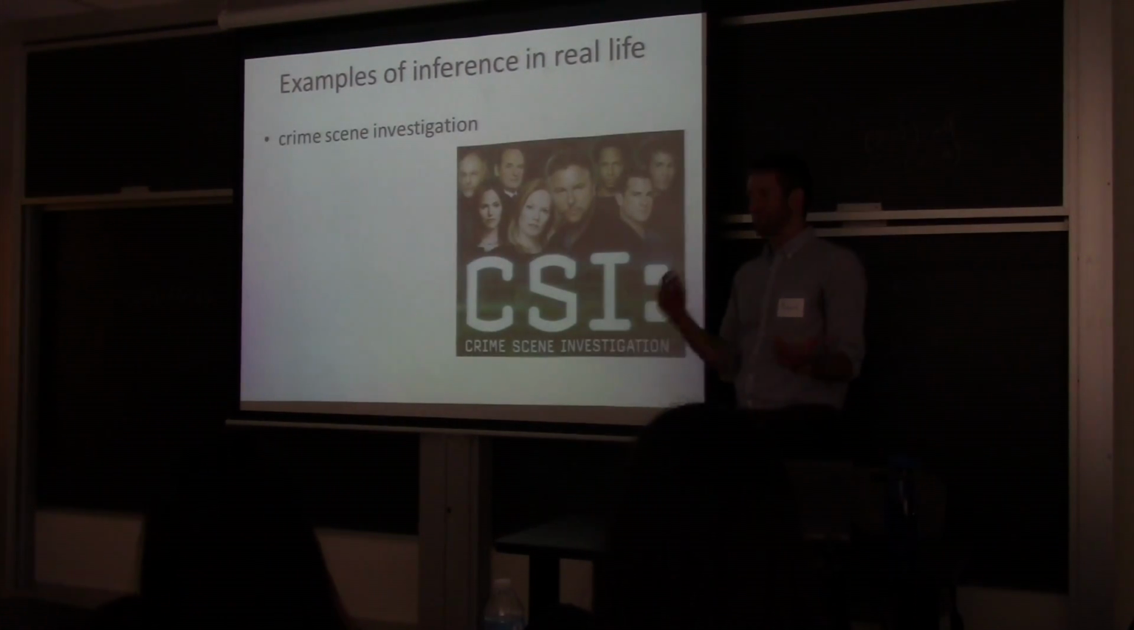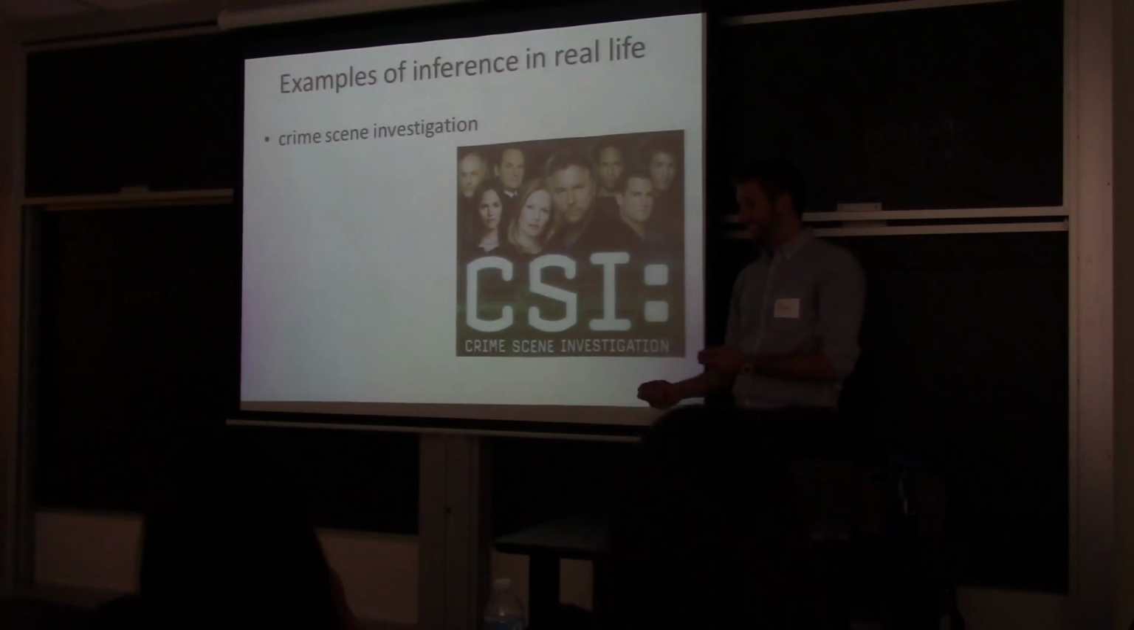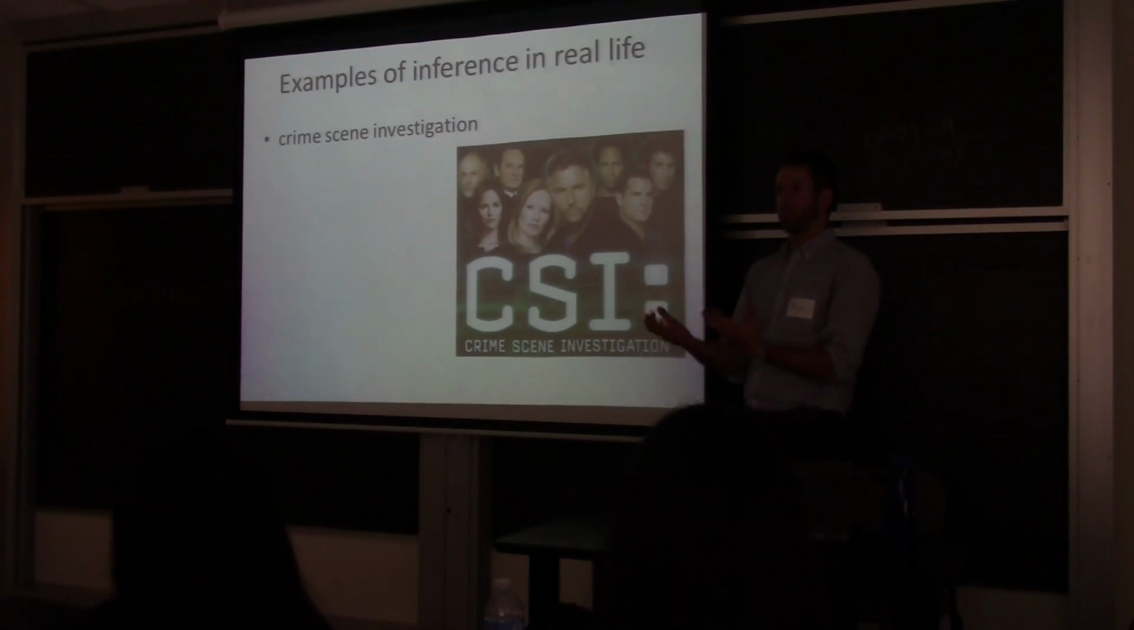So what do we do inference in real life? Well, you all know about crime scene investigation. So how are they doing inference? Well, they get a little bit of a sample of DNA. They get some trajectories of the bullets and little pieces of information, but they don't know exactly what the event that happened was. So they have to put all these bits of information together and come up with an inference about what happened.